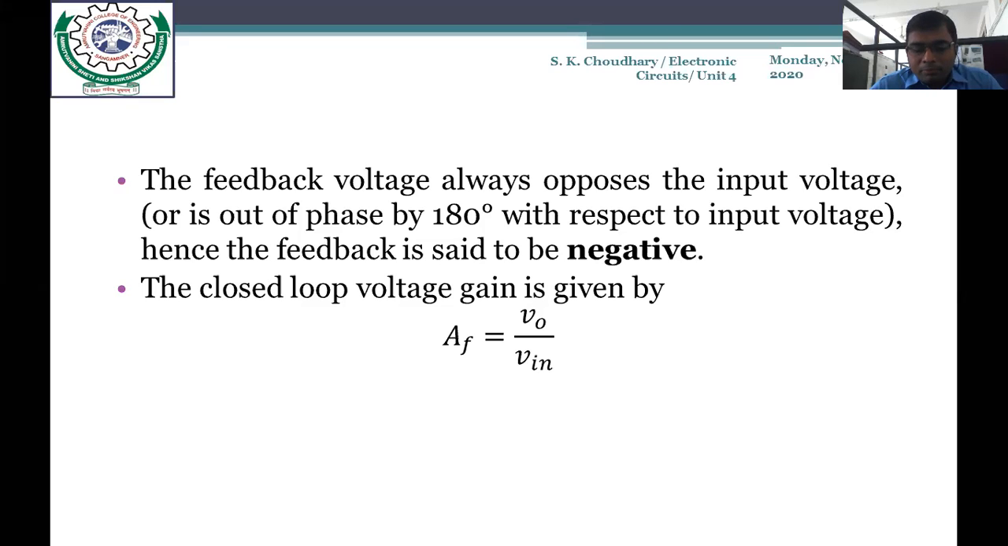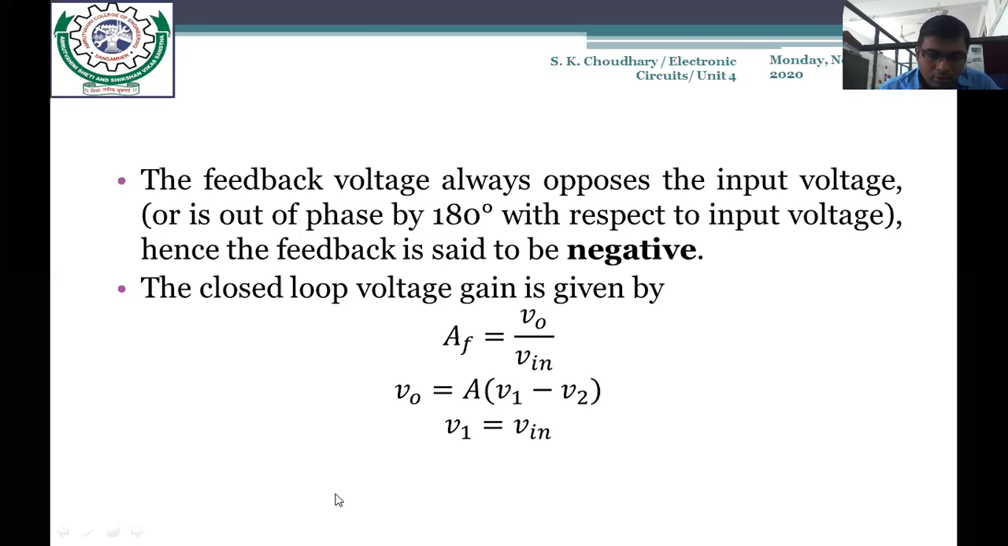So the feedback voltage opposes the input voltage. The difference of both is nothing but the difference voltage. Vin minus Vf is your difference voltage here. If we are going to calculate the closed loop gain, Af is equal to Vo upon Vin. Vo is the output voltage. It is related to the input terminals as V1 minus V2 into A, where A is the open loop gain and V1 minus V2 is the difference voltage. So this is how we generally represent the output voltage.